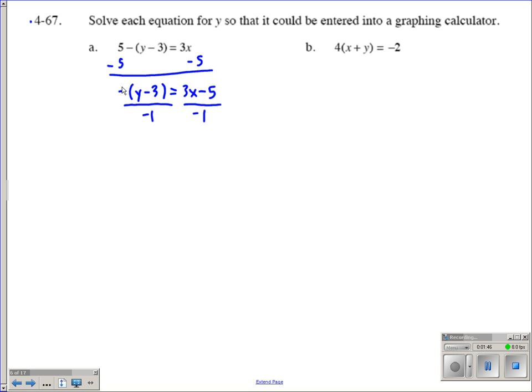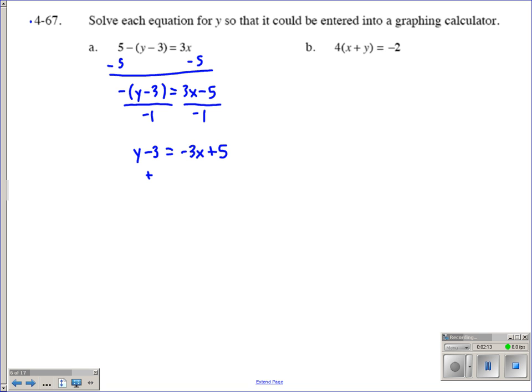And what I get here is a negative divided by a negative is going to make this whole thing positive. So we've got y minus 3 on the left side. And when I divide a binomial by a negative here, I have to remember that each part of it's going to be divided by the negative. So 3x divided by -1 is going to give me negative 3x. And negative 5 divided by -1 is going to actually end up giving me plus 5.